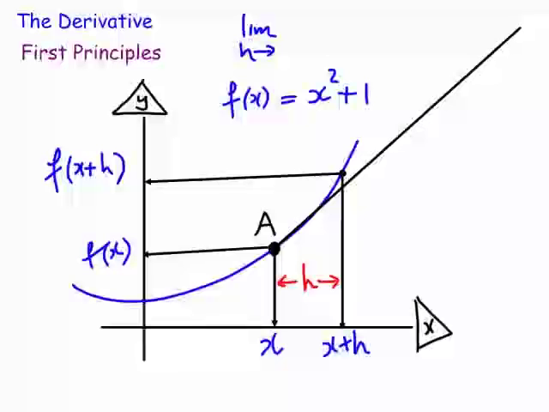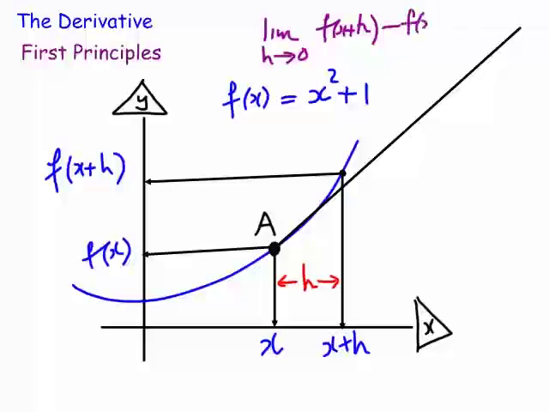Now, let's actually write this down. So we'd say, okay, the limit as h tends to 0 of f of x plus h minus f of x, that's the rise, over the run. Now the run is just the difference in the x's, or x plus h minus x, which is just h. Okay, so that then becomes the slope of the tangent.